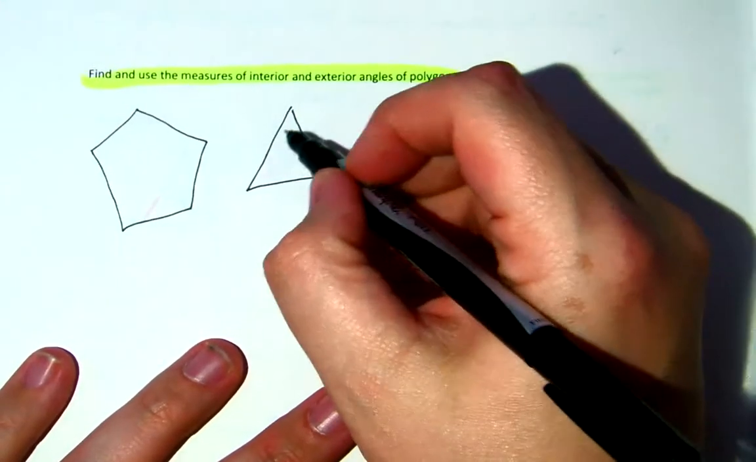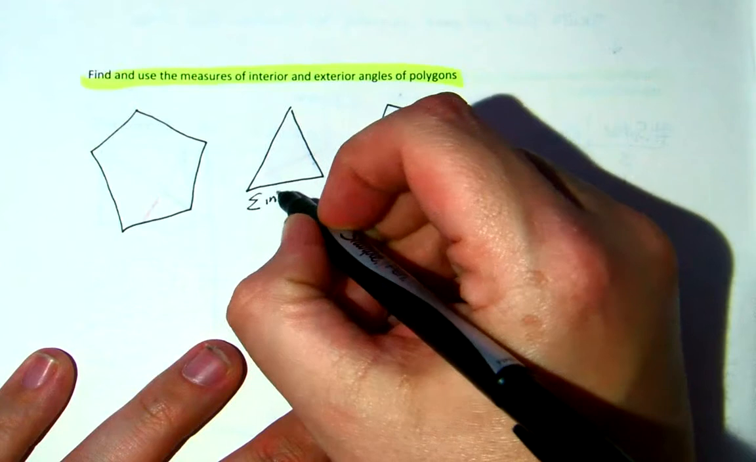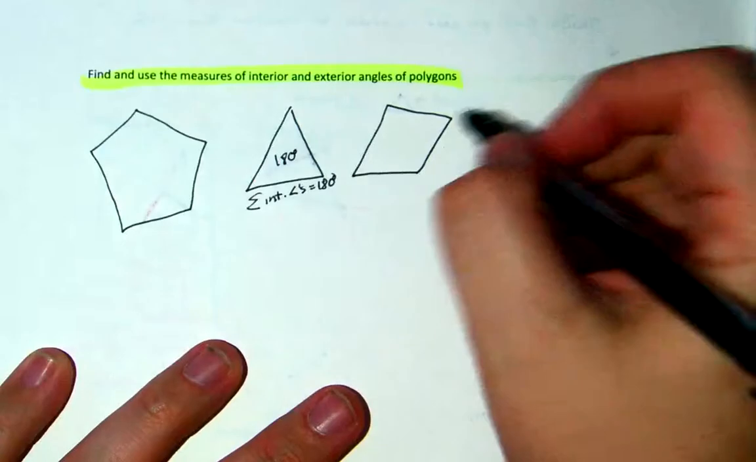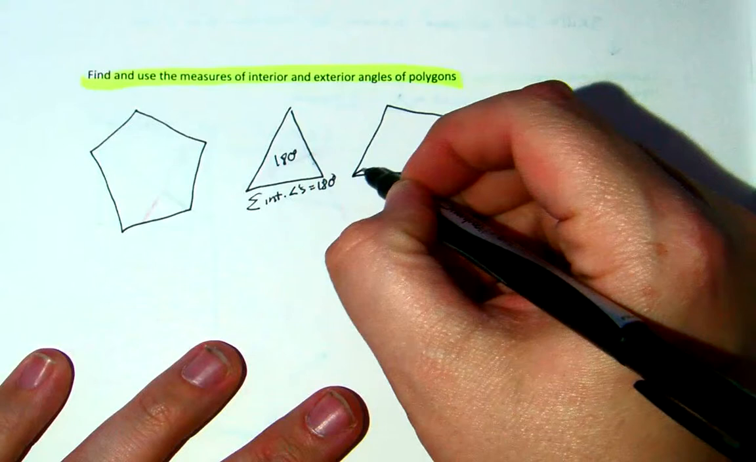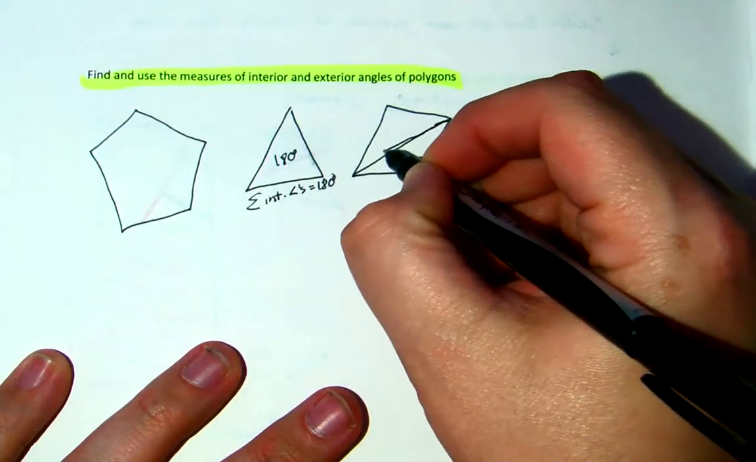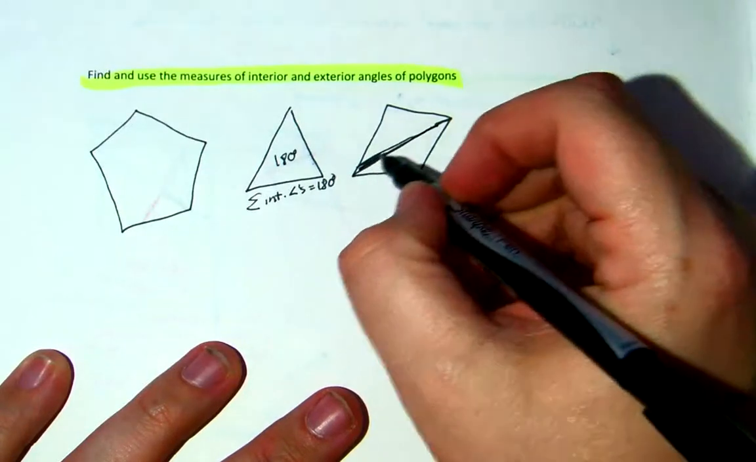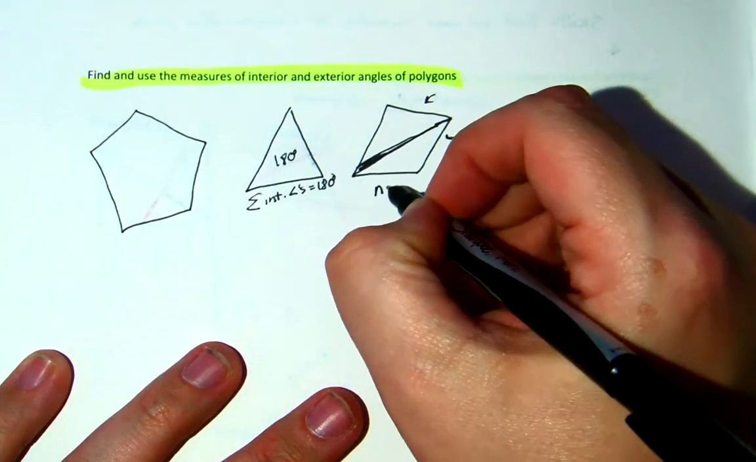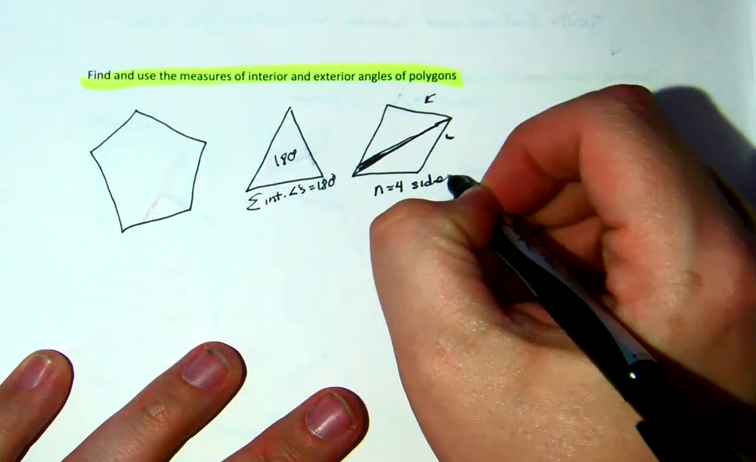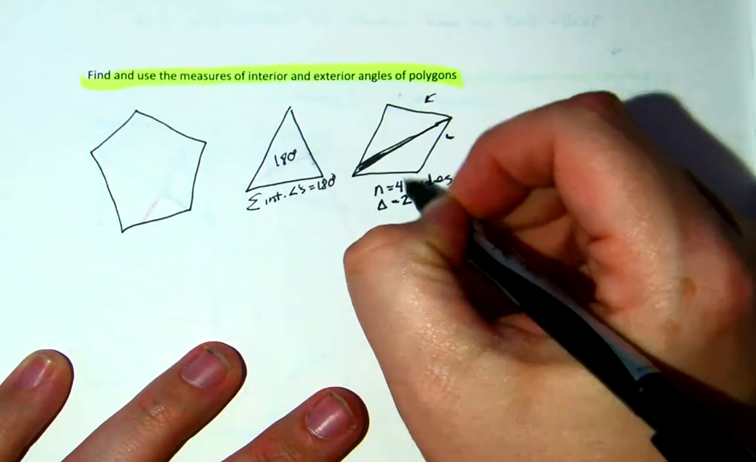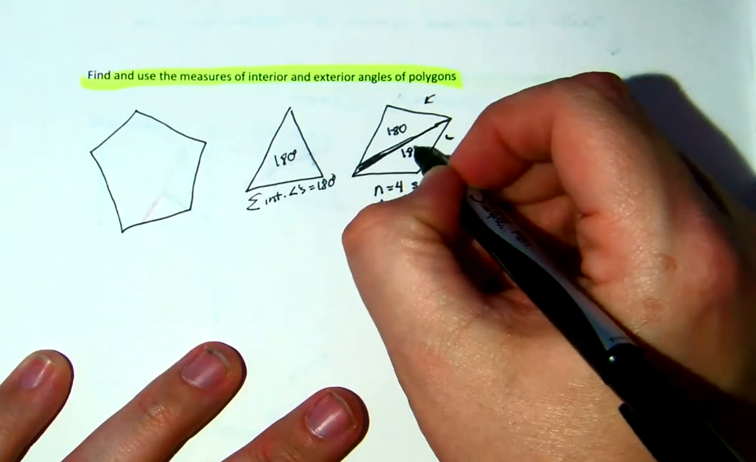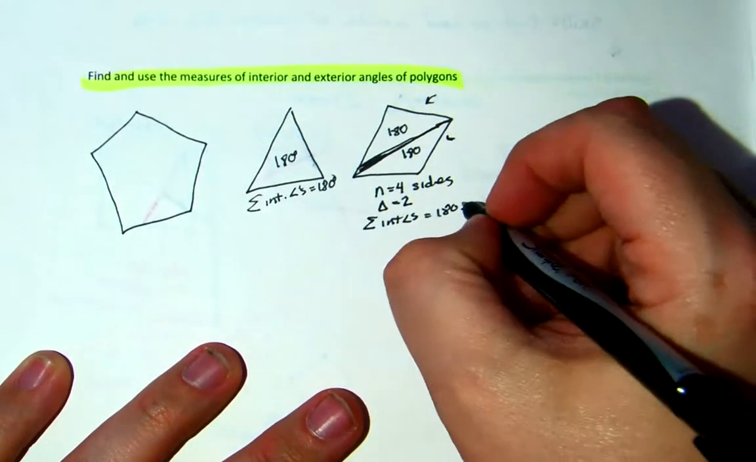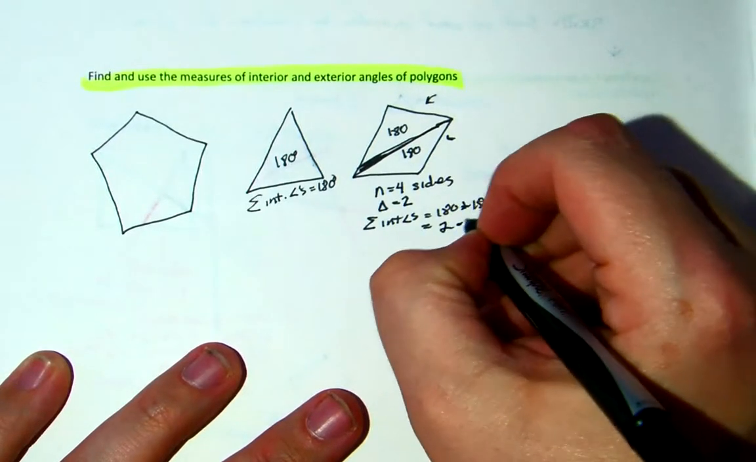Now, we should know the sum of all the angles in here. The sum of the interior angles of a triangle is 180 degrees. Now, if we throw in a diagonal, which is a segment that connects endpoints through the figure, what you have to ask yourself is, how many triangles have I made? I'm going to say n equals 4, and that's going to tell me how many sides I have. How many triangles do I have? I have 2 triangles. This triangle has 180. This triangle has 180. So the sum of the interior angles is equal to 180 plus 180, or 2 times 180.